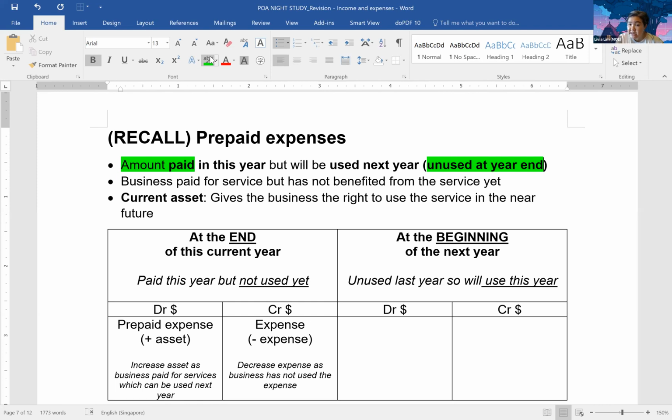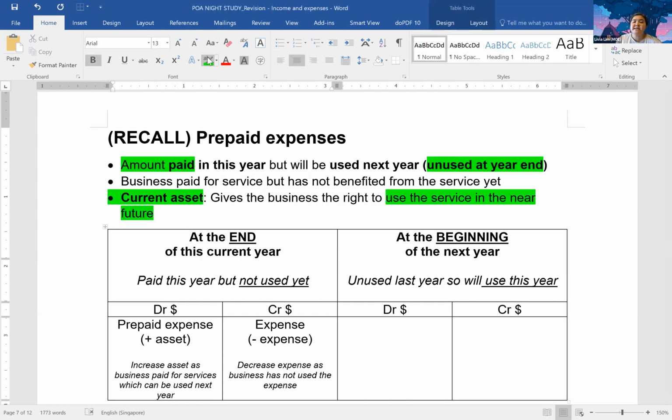I pay $50 already, but actually in future, I can use it. All right, and because in future I can use it, this amount inside my EasyLink card is actually a current asset to me. It gives me the right to use the expense in future. All right, so a few things you need to take note.